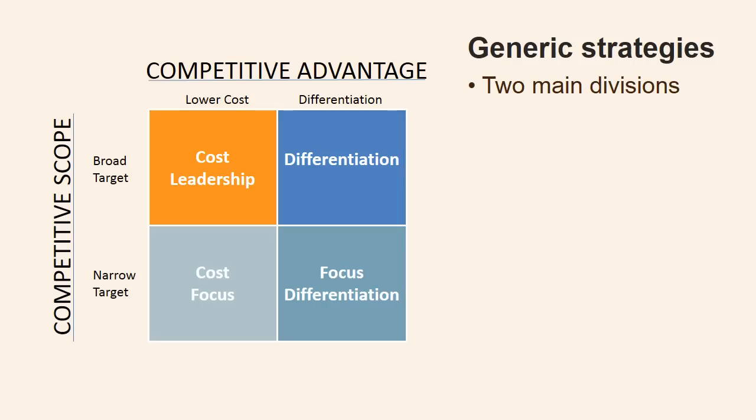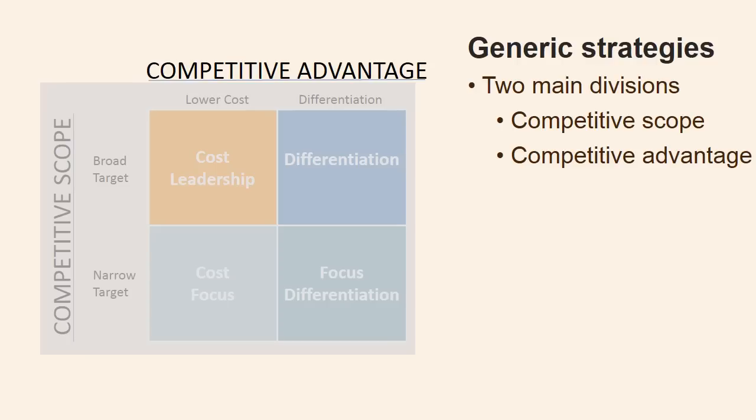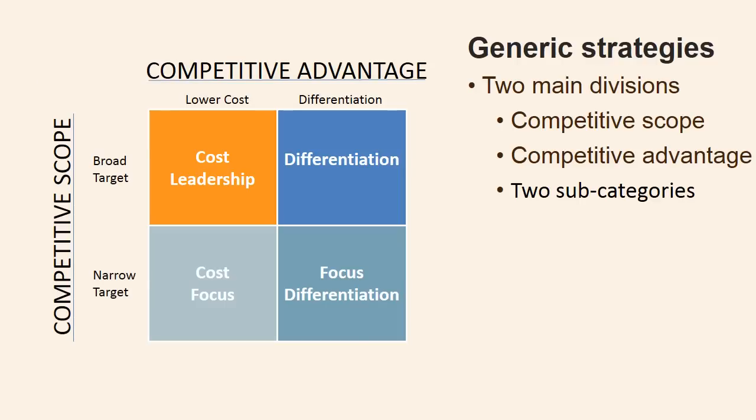The figure has 2 main divisions. One of them is competitive scope, which defines the breadth of the firm's target within its industry. The second is the competitive advantage. Each of these 2 broad divisions has 2 subcategories.